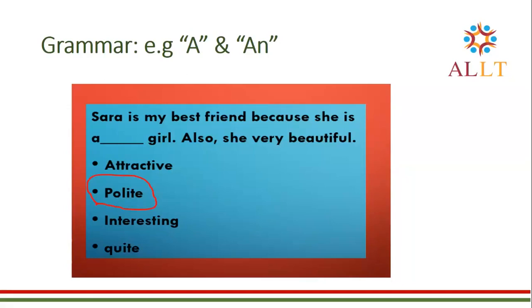Also, sometimes I show the different spelling, like quiet and quite. I wanted to show it, but now because of time, I think I'm gonna just skip it.